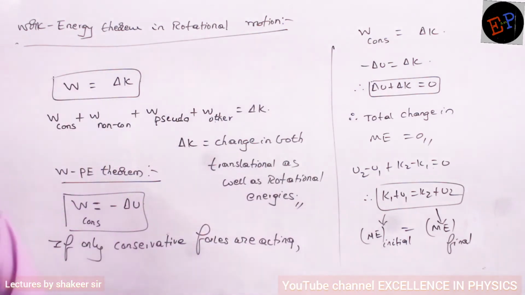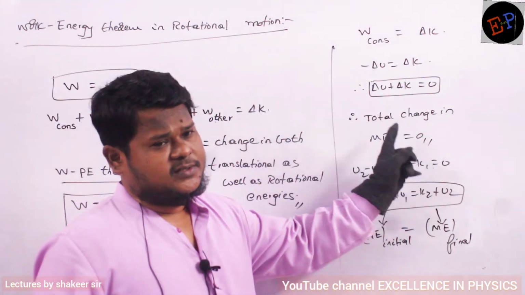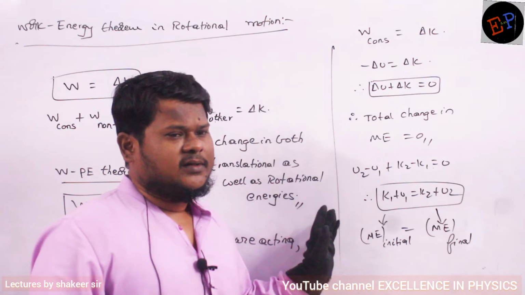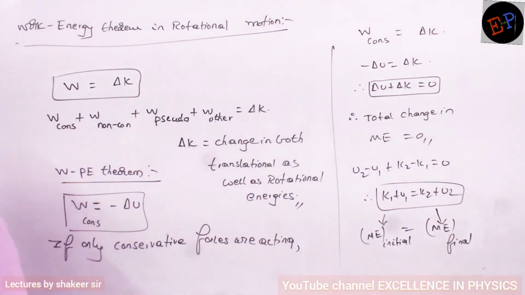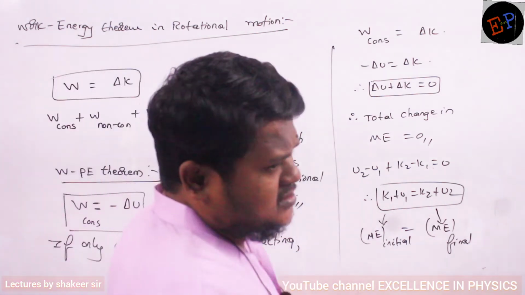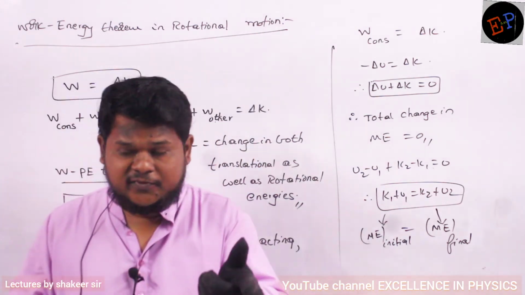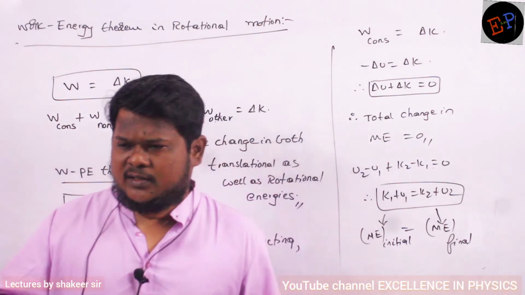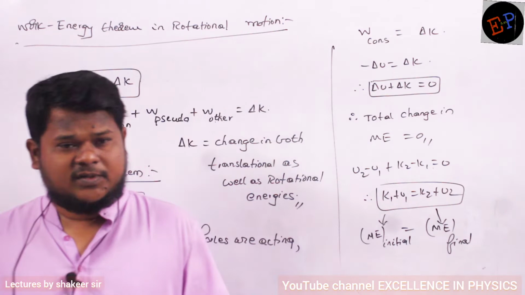Okay? So therefore, total change in mechanical energy is 0. It means initial mechanical energy and final mechanical energy are equal. In which condition? If only conservative forces are active. That's it. And what are the conservative forces? Gravitational force is a conservative force. Electrostatic force is a conservative force. Spring force is a conservative force. Many of the remaining forces are non-conservative forces. Friction is a non-conservative force. Are you able to understand?